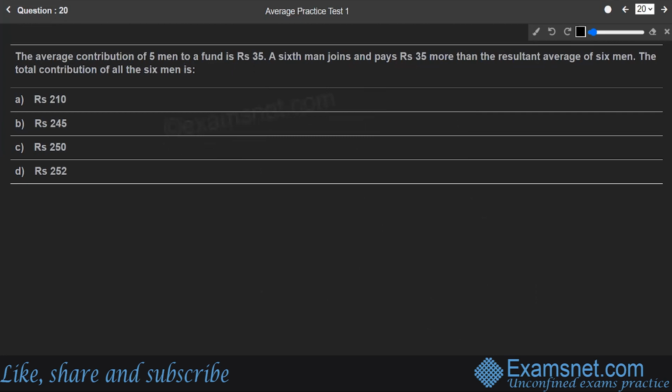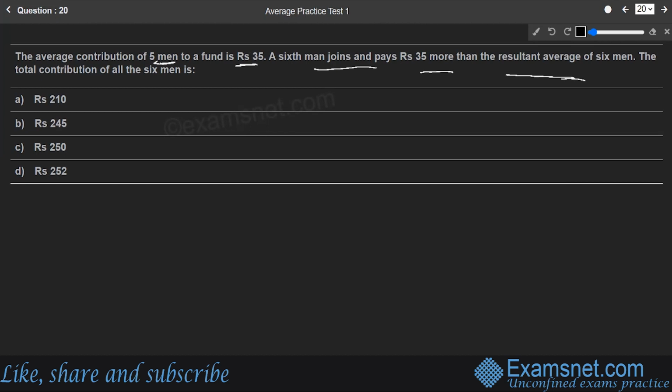Now, the average contribution of 5 men to a fund is rupees 35. 5 men have contributed 35 rupees on an average. A sixth man joins and pays rupees 35 more than the resultant average of 6 men. The total contribution of all the 6 men is to be calculated. Okay, so we'll stick to it.